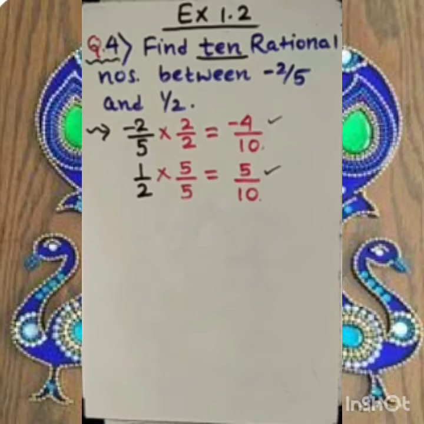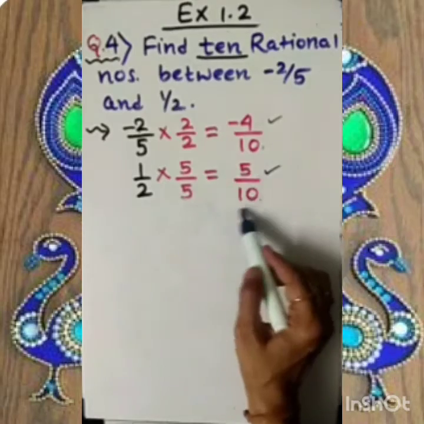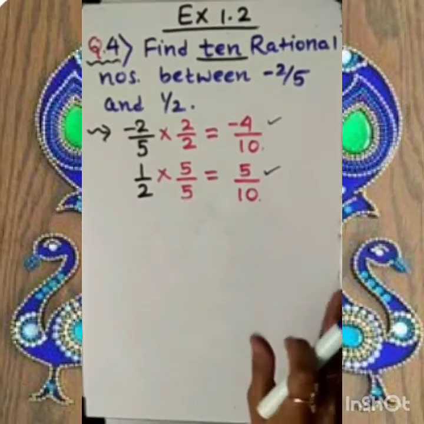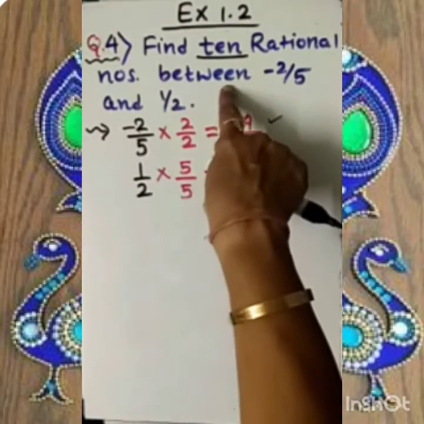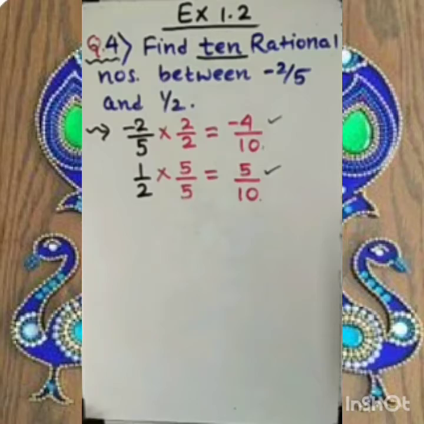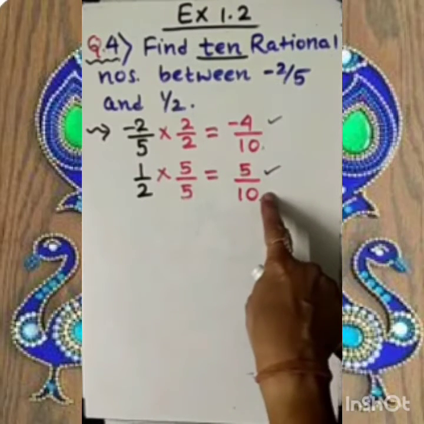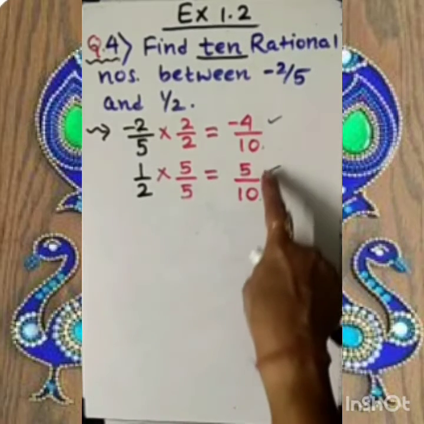If we list out the 10 numbers we want, then I think we need to proceed this way, because these two numbers are the boundaries. So we do not have to include them in the required 10 rational numbers, because we are asked between. Between means we do not have to add these two numbers in the required numbers. Clear to you? These are the boundaries.